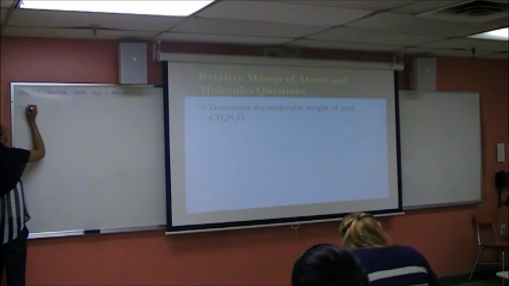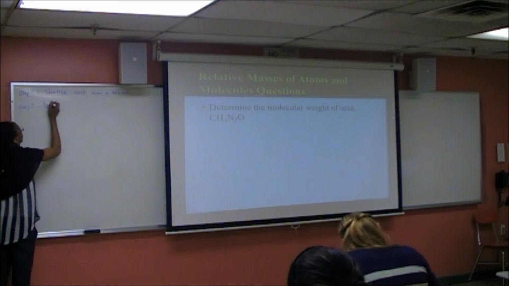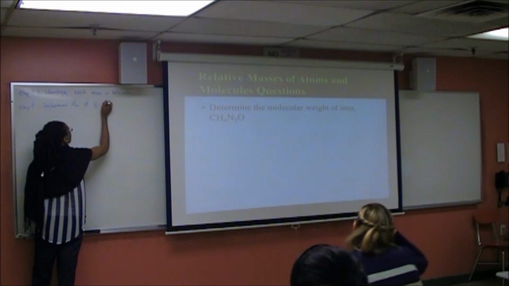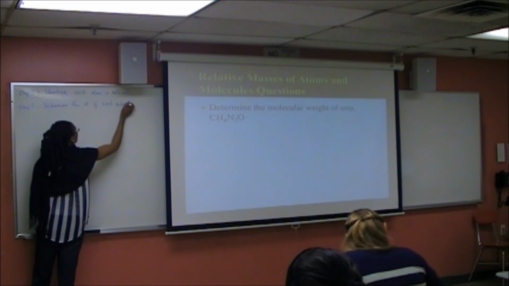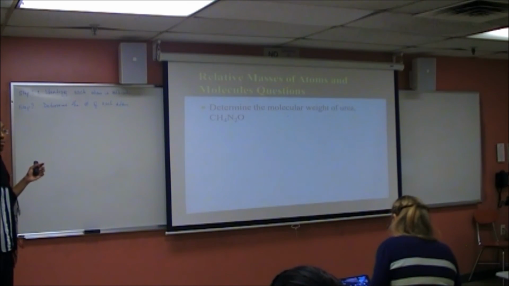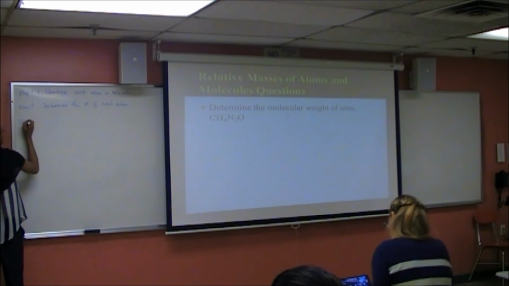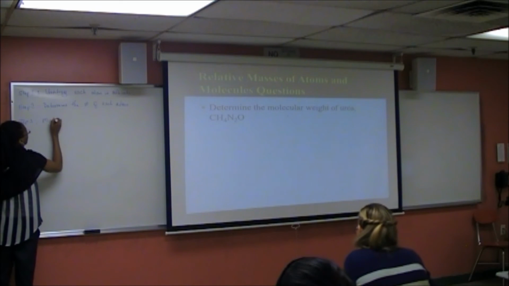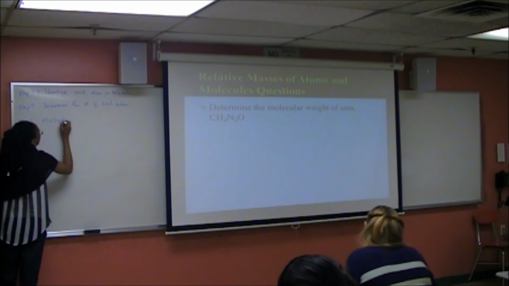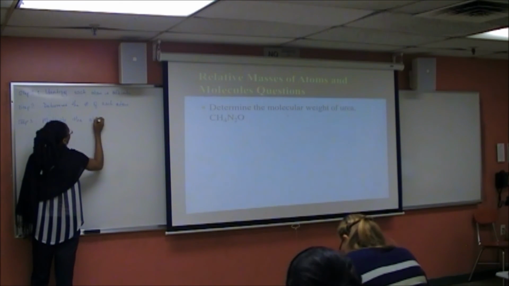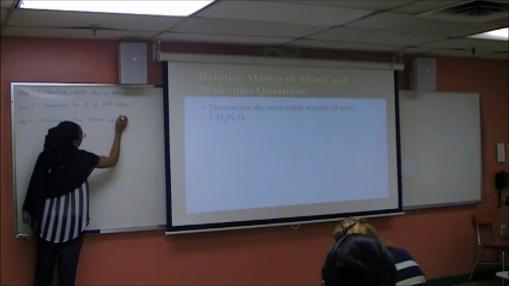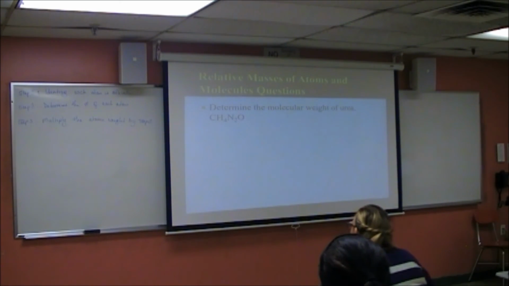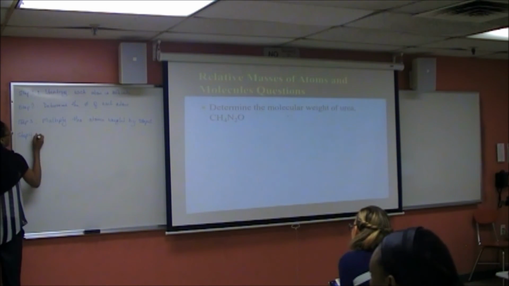Step 2. Determine the number of each atom. So how many atoms do you have of each? Step 3. Multiply the atomic weight by step 2. Step 4. Add everybody up.